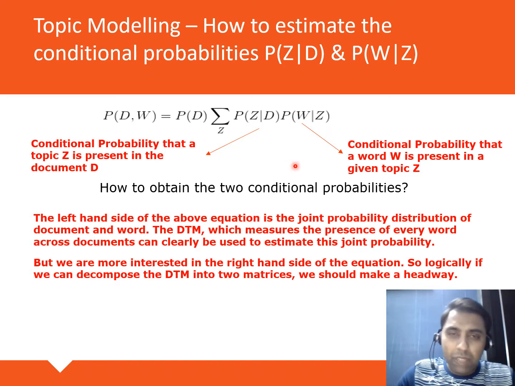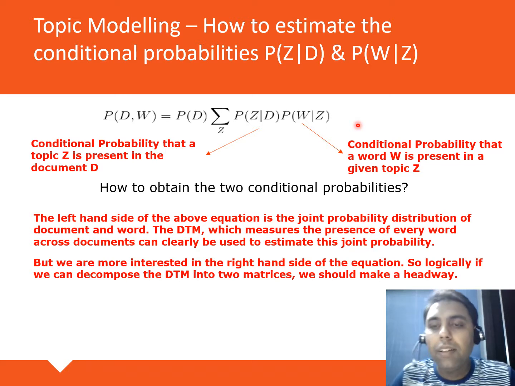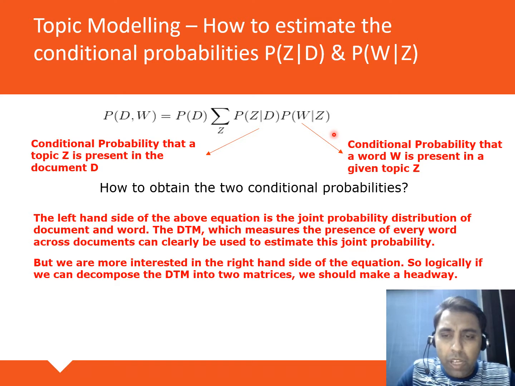So it boils down to this: if we can somehow obtain estimates of these two conditional probabilities, then possibly the problem of topic modeling is solved, because these two are analogous and completely aligned to the objective of topic modeling. Now, we have been focusing on the right hand side of the equation all through, mostly. For a moment and for a change, let's look at the left hand side.